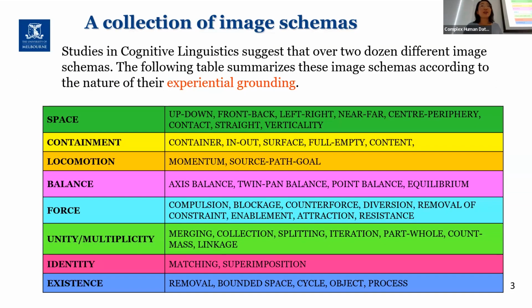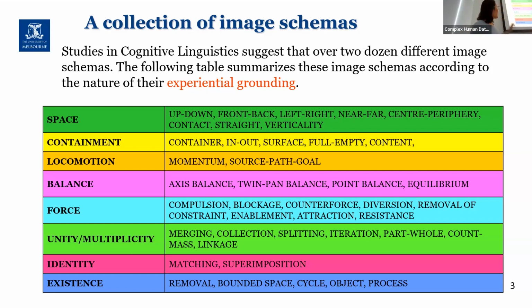And just to give you an example of some fundamental basic image schemas to have a sense of what image schemas are. These are the basic image schemas according to the nature of their experiential grounding, and they can be divided into different categories or domains. Let's say with regard to the space domain, we have image schemas like up, down, front, back, left, right, near, far, and so on.